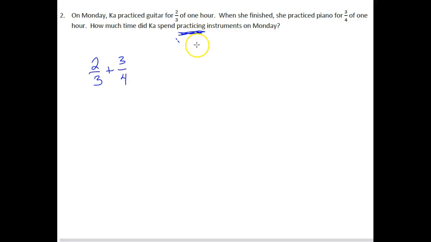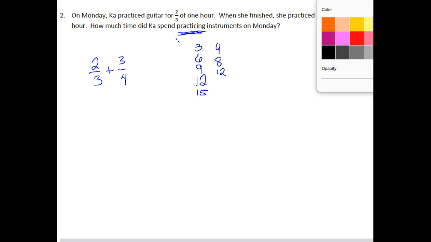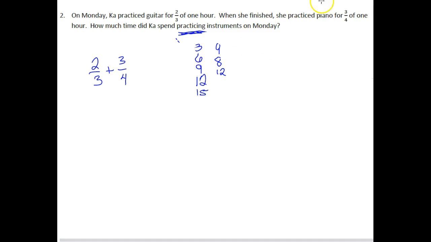And so thinking about your multiples, 3 times 1, 3 times 2, 3 times 3, 3 times 4, 3 times 5. Now let's do 4. 4 times 1, 4 times 2, 4 times 3. There's our common. So that is our common denominator, because they have those multiples that are in common. So now we can come on over here and say these are going to become 12s. There, it takes 12 to have a whole.